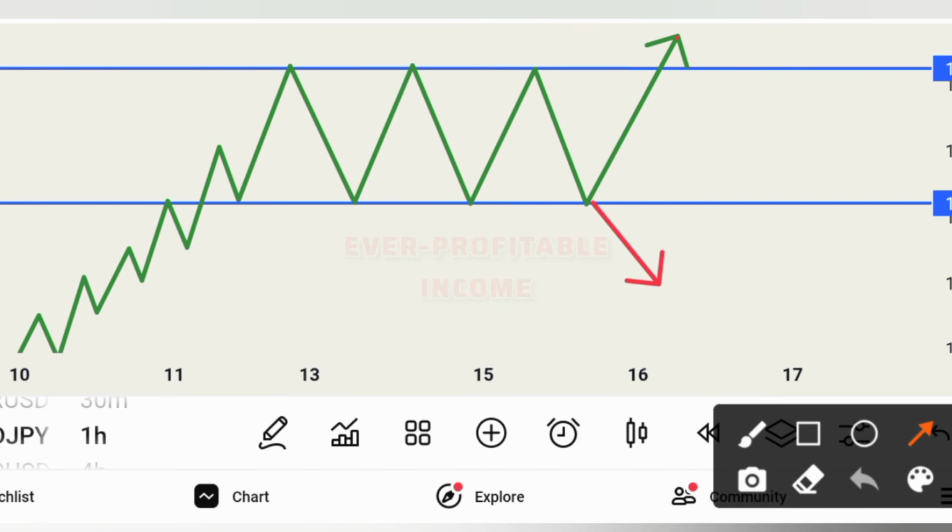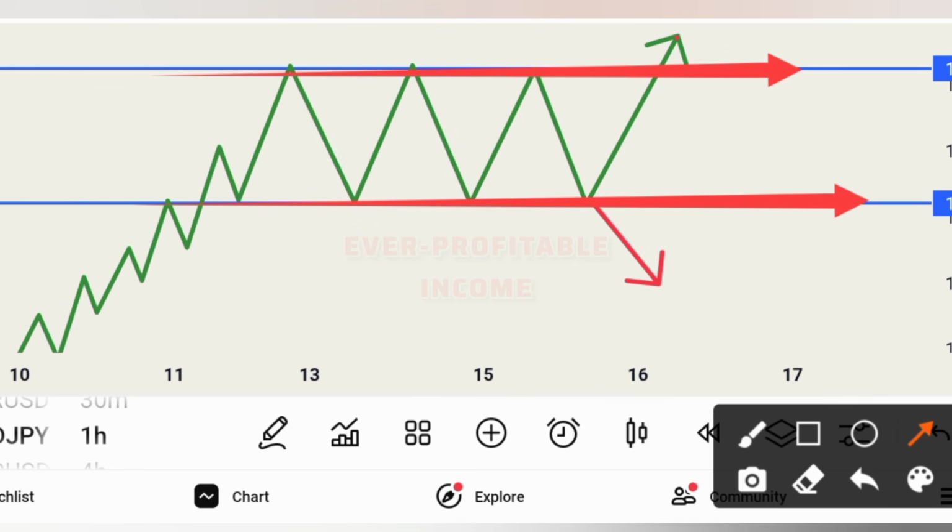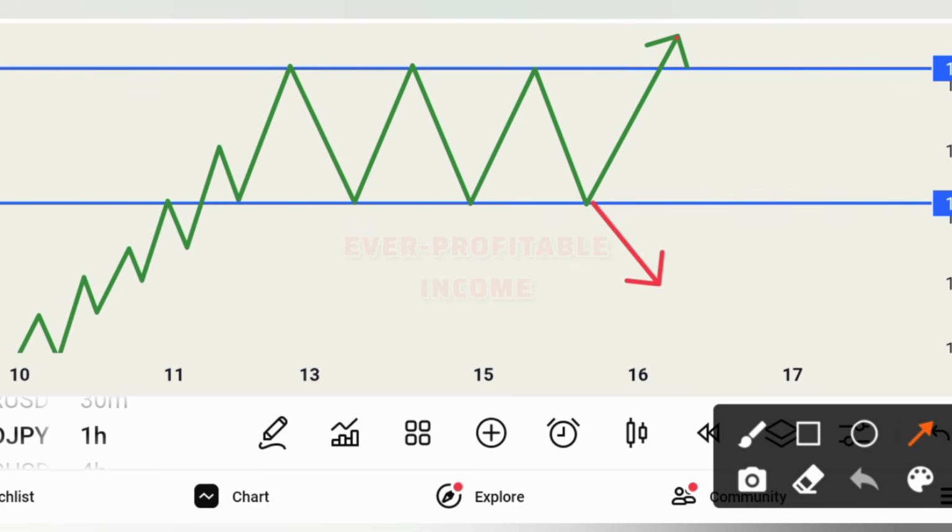Example here on this illustration. We can see that these blue lines were used to mark out the resistance and the support zone. Initially price was bullish, and when it got here, it hit a resistance zone, and then it went down, hit a support zone, but never went further. It didn't go upward, neither did it go downward. It continued staying on this same level.